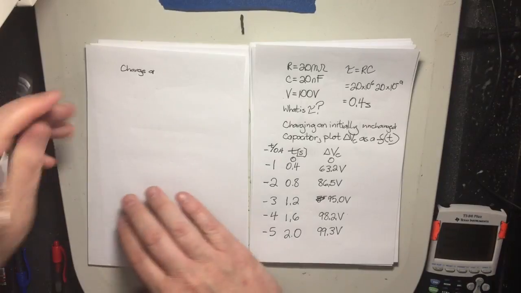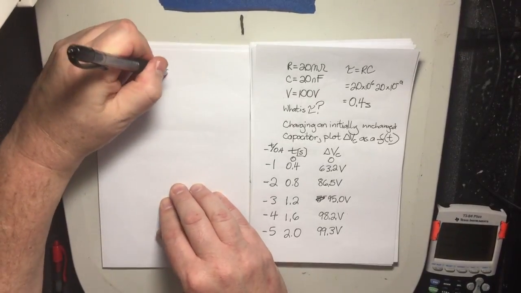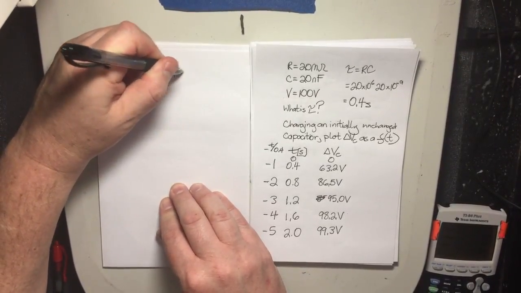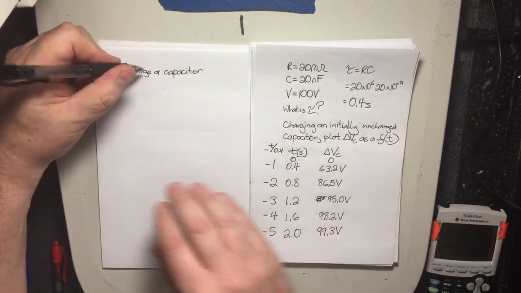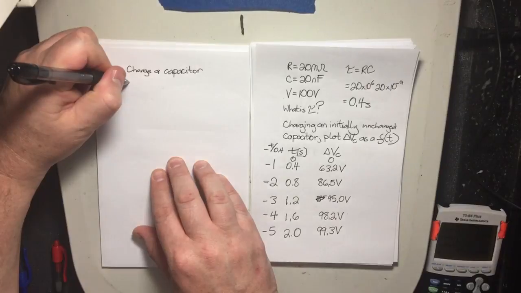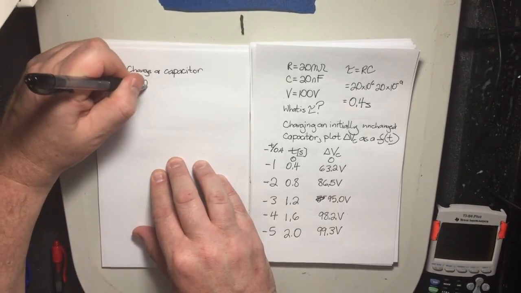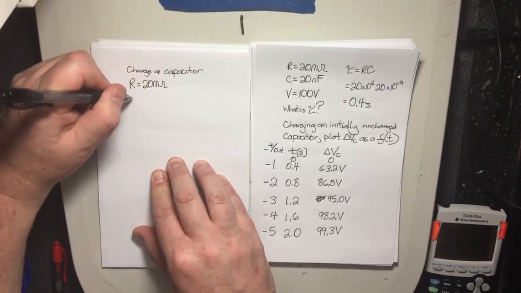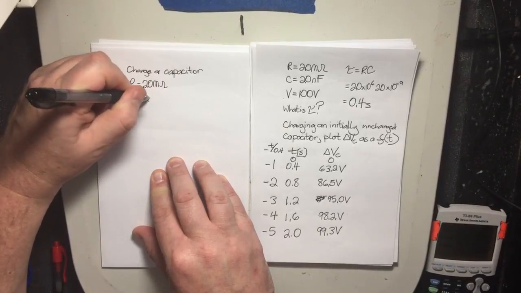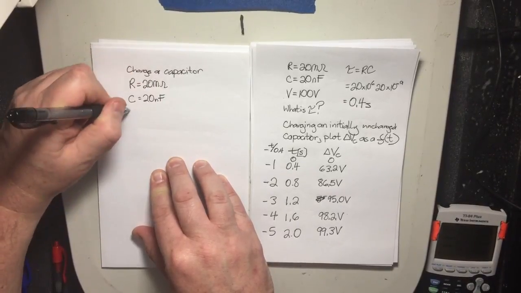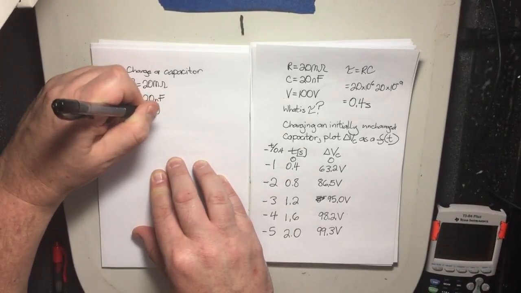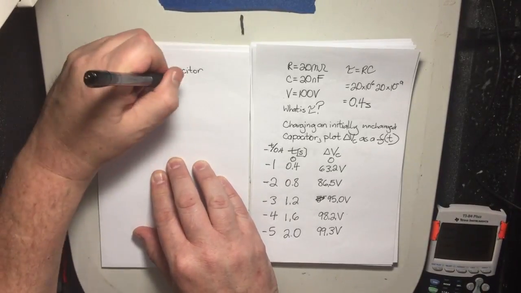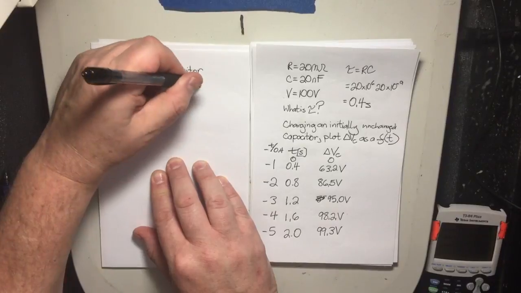Okay, good. So we charge a capacitor. We'll use the same thing as before. R is equal to 20 mega ohms. C is equal to 20 nanofarads. The potential of the battery is 100 volts. We definitely have a tau of 0.4.